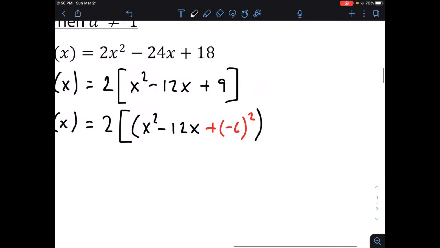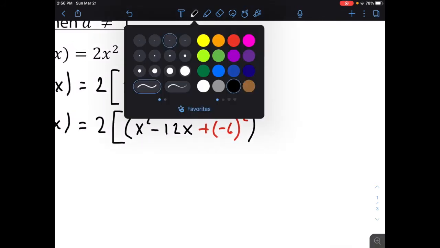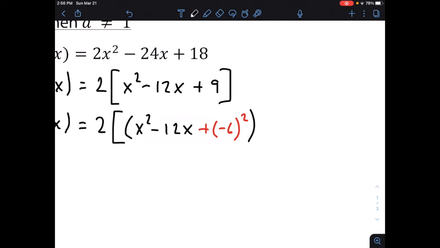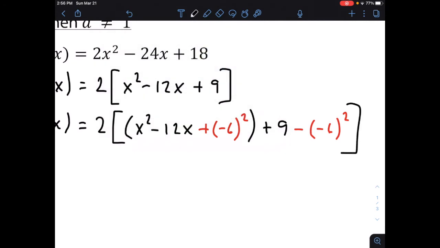All right, and then I'm going to say, whoops, I don't need that. There we go, plus 9. So I don't want to forget that plus 9, but then here's where I have to now subtract that negative 6 squared. So I'm going to subtract negative 6 squared, and then I'm going to throw a bracket on there.